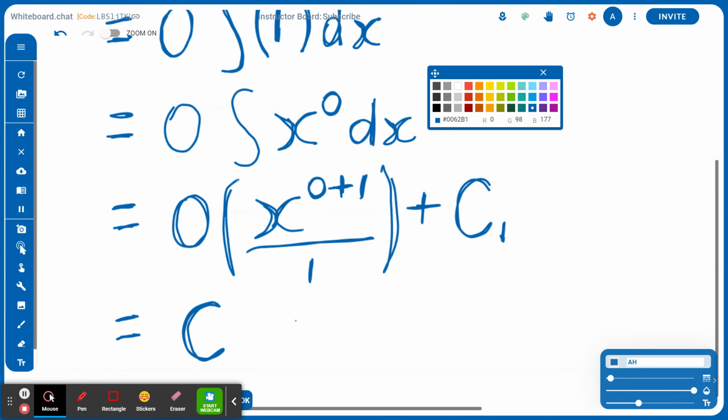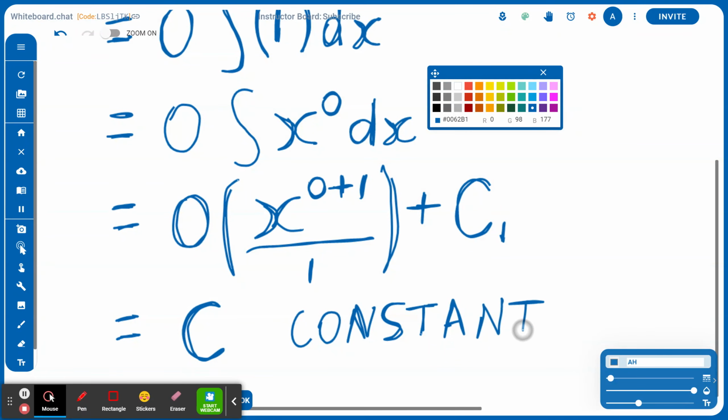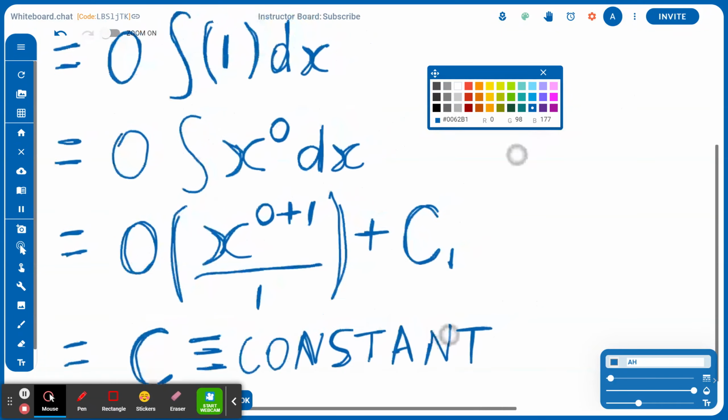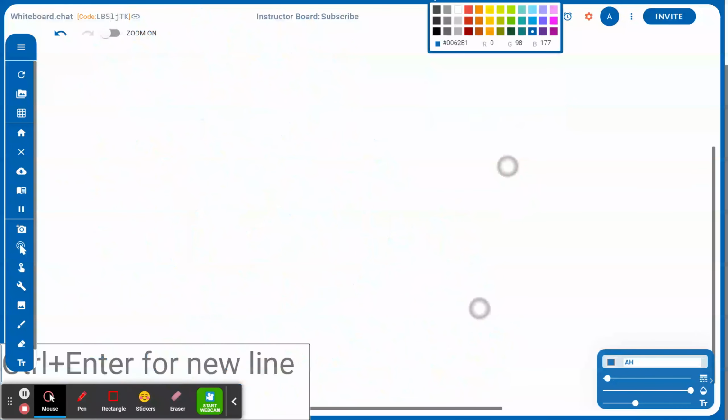So again, C is basically a constant, and it's really an element of real numbers. So it could be any number you like. Now again, how do we know if this makes sense? So again, C, by definition, is a constant. So all you have to do is go back and double check your work.